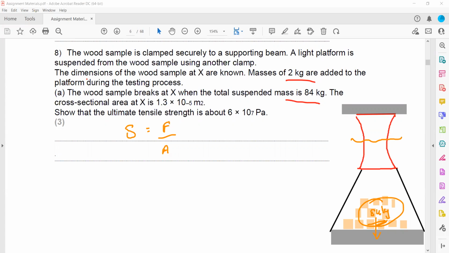So the force is actually equal to weight, that is mass multiplied by g, 84 into 9.81, which is 824. Divided by the area of cross section, 1.3 exponent minus 5, as mentioned in the question. So when we divide force by area, we'll get the maximum value of the stress which this object can bear. How much is this?